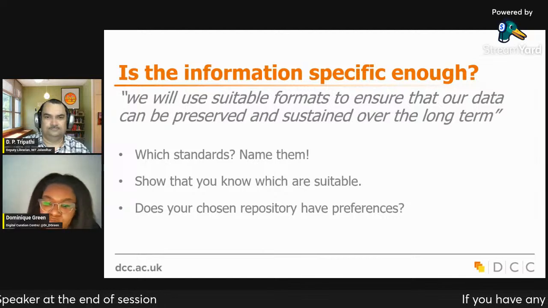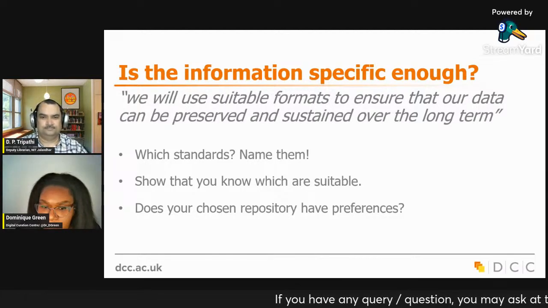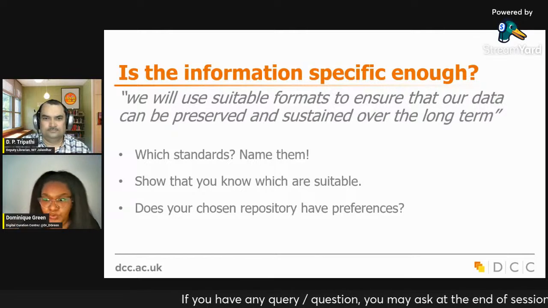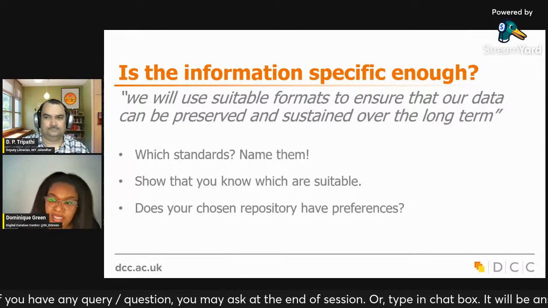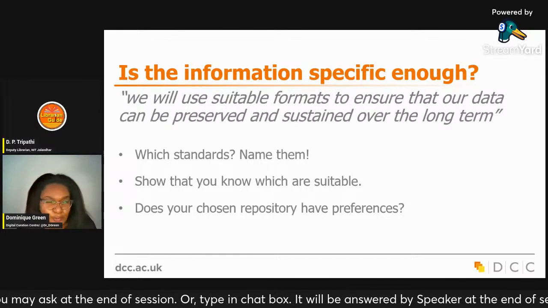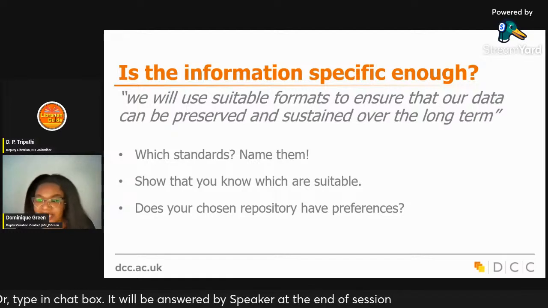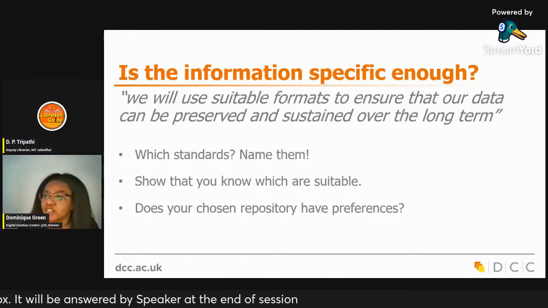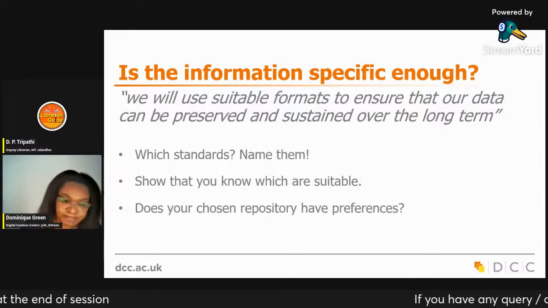So now I'm gonna run through a few examples about different components within a data management plan. I'll give you a few statements from data management plans and talk about what's wrong with them, so that you have an idea about what's included in data management plans and how you should include them.